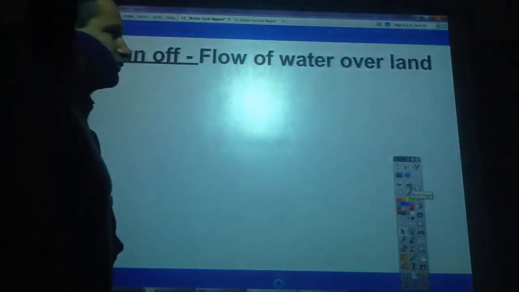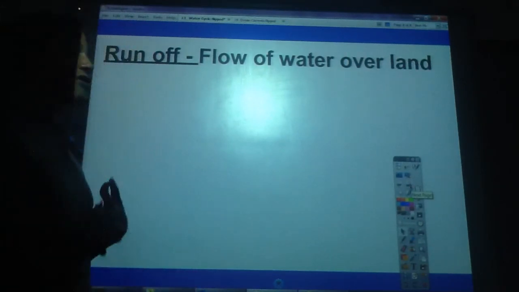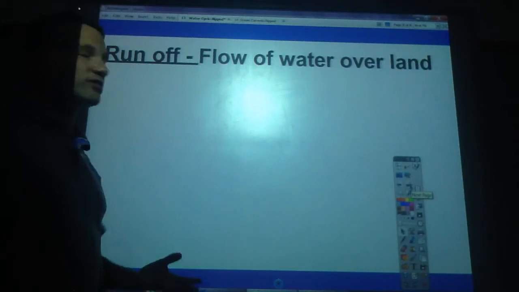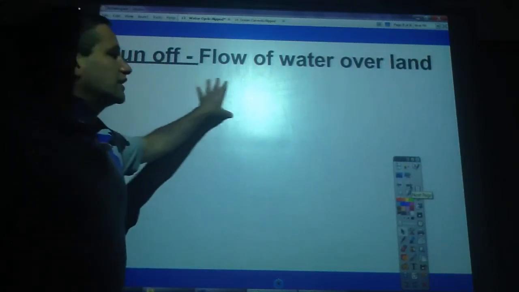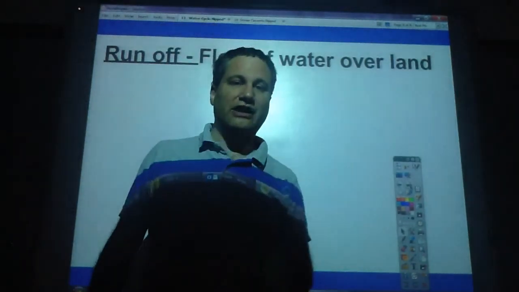And then runoff. When it rains or precipitates and the snow melts, all the extra water that can't be absorbed by the ground flows over the land. So that's the water cycle. I hope you enjoyed it.